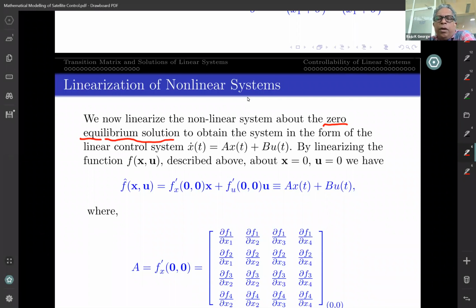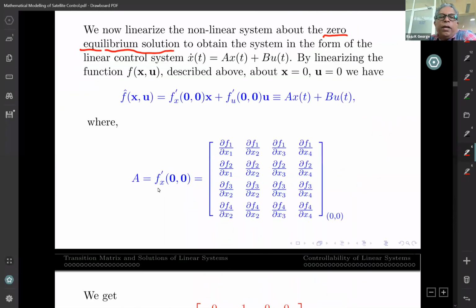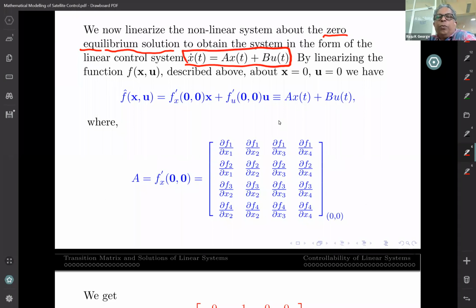You take the Jacobian of the function with respect to the state variable. If you linearize it, you get a very handy linear system: x dot is equal to Ax plus Bu, where A is a matrix. That matrix is given by the Jacobian: del f1 by del x1, del f1 by del x2, up to del f1 by del x4, and similarly up to the 4th component, evaluated at the given solution. The given solution is 0, 0, the equilibrium solution which we already obtained. Then I get a constant 4 by 4 matrix if I evaluate the partial derivatives at 0, 0.